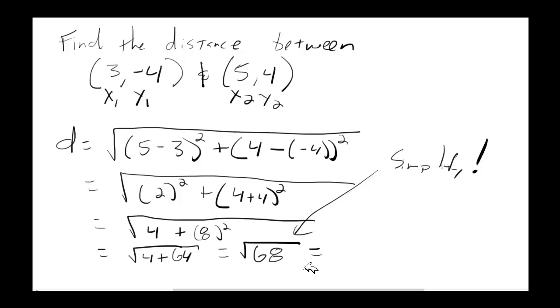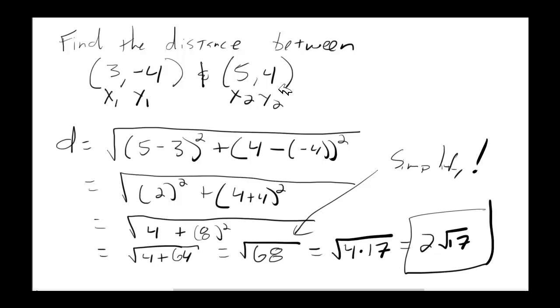So let's see. Is the square root of 68 a perfect square? No. Does it have a perfect square in it? Yes. This is equal to the square root of 4 times 17. So the final answer is 2 root 17. That's a nice answer. Remember, with the distance, you're always going to get an answer that's positive or 0. Distance cannot be negative. Got to be positive or 0.